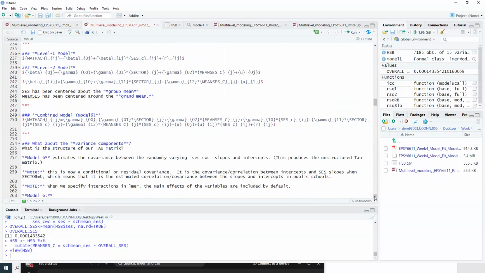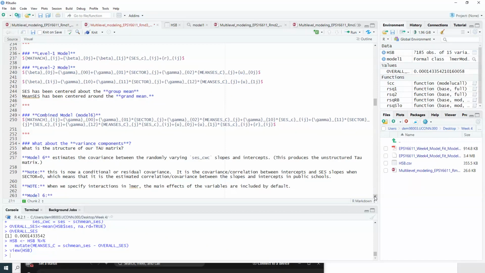So we've got SES group mean centered, right? I'm going to allow a randomly varying slope for SES. I can see that because I've got the U sub 1j. I'm allowing a randomly varying intercept. I can see that with the U sub naught j, right? And then the question is, what's the structure of the tau matrix? In model 6, I'm going to estimate the covariance between the randomly varying SES slopes and the intercepts.